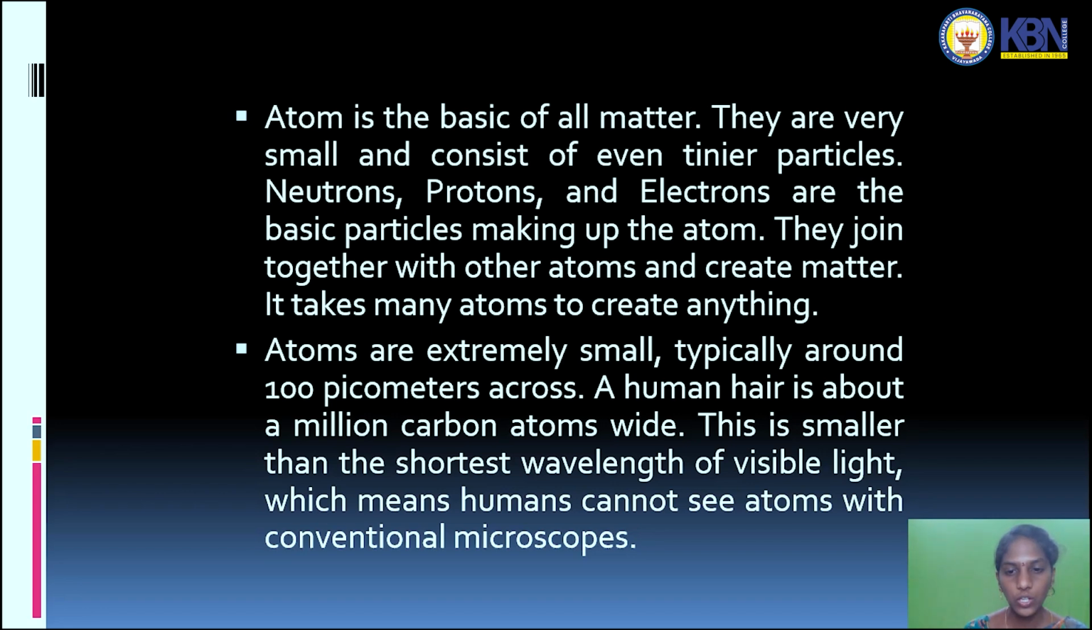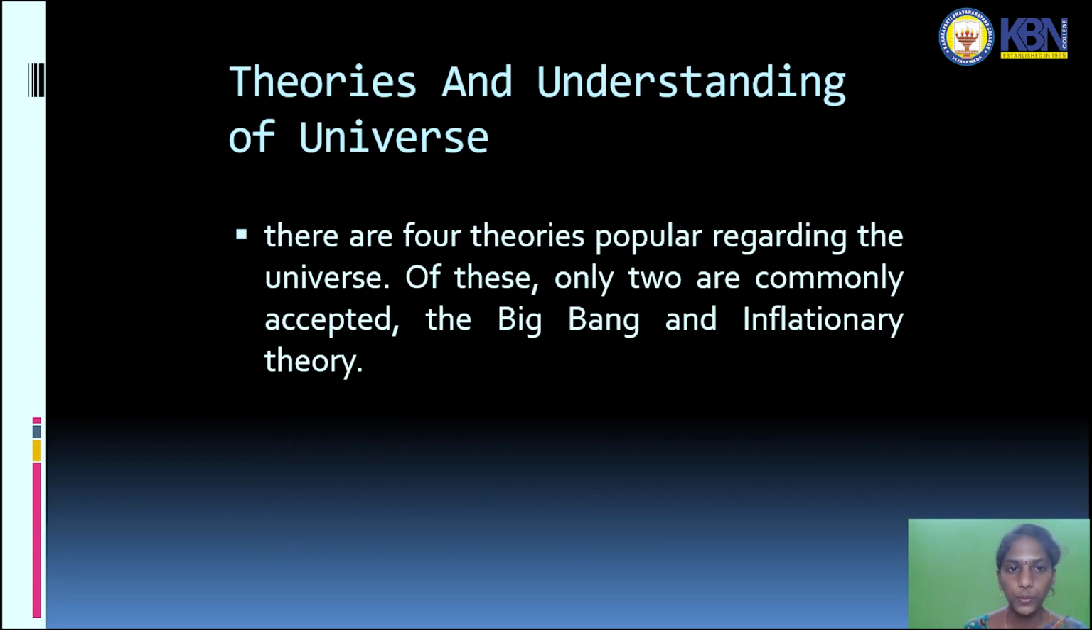Atoms are extremely small, typically around 100 picometers across. A human hair is about a million carbon atoms wide. This is smaller than the shortest wavelength of visible light, which means humans cannot see atoms with conventional microscopes.